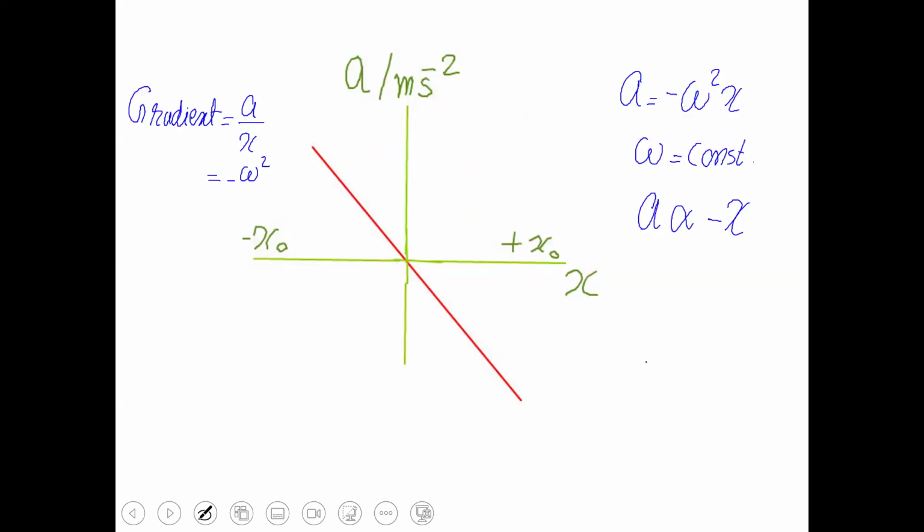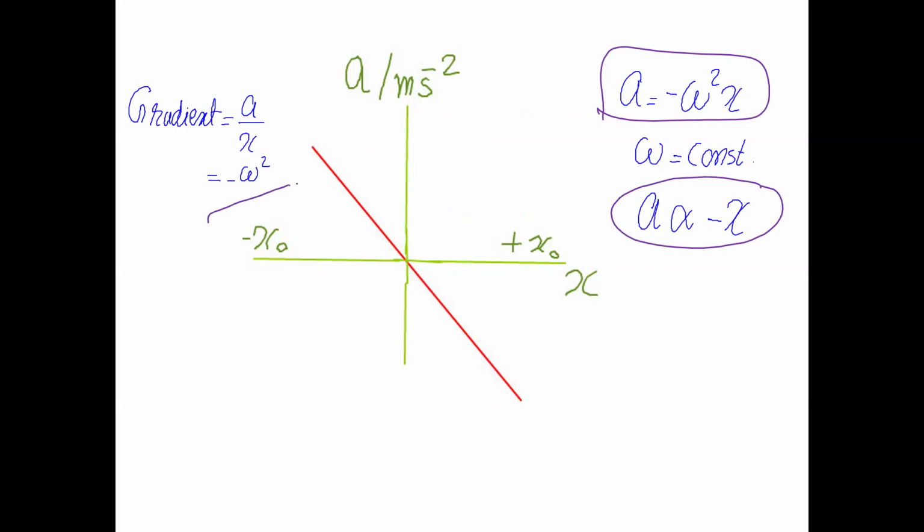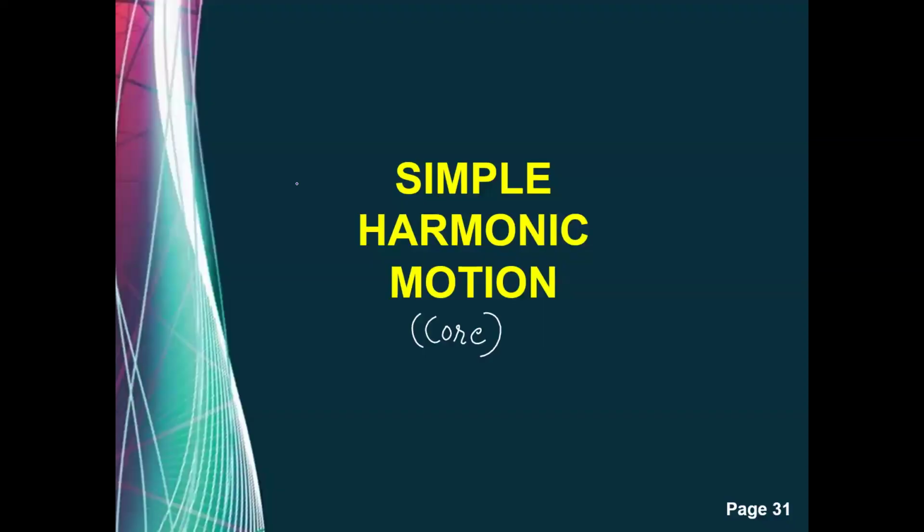This is the gradient line. It is a negative gradient equation, and it means acceleration is proportional to minus x. It's a straight line. Gradient is minus omega square. It's a very important sketch, appeared many times in the paper. Then comes simple harmonic motion. This is the core idea of this chapter.